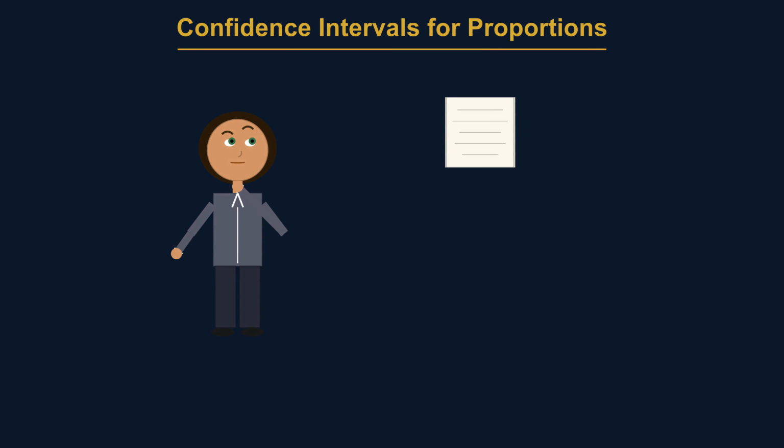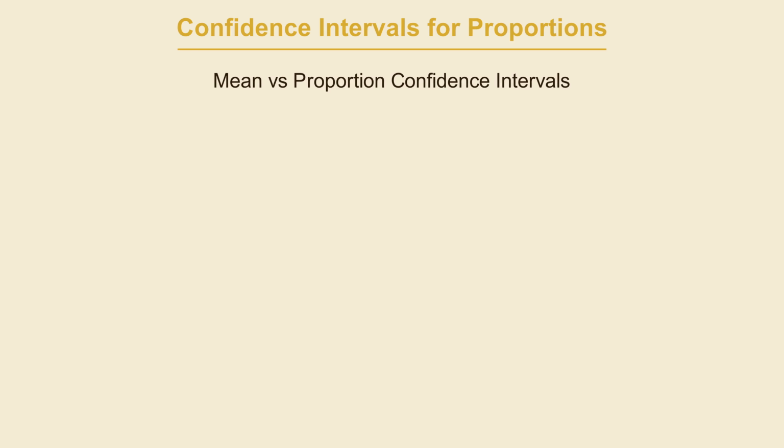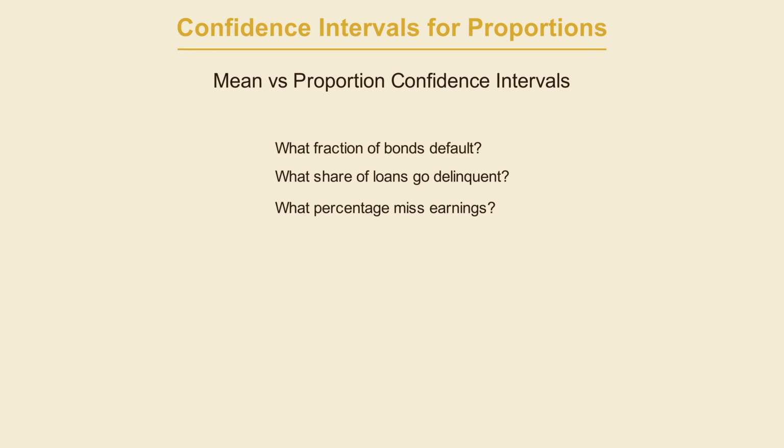Everything we've covered so far for confidence intervals has been about estimating the population mean. But a lot of questions in finance are about proportions. For example, we might ask: what fraction of bonds in a given rating category defaulted within a year? What share of loans go delinquent? What percentage of companies miss their earnings estimates? The parameter here that we're estimating is a proportion, and the formula has to shift to match the fact that we're estimating a proportion instead of a mean.